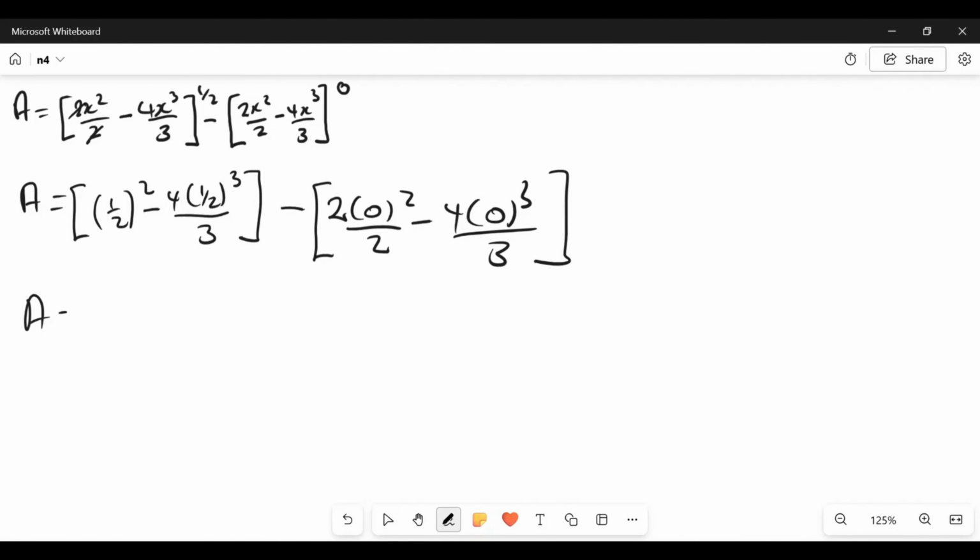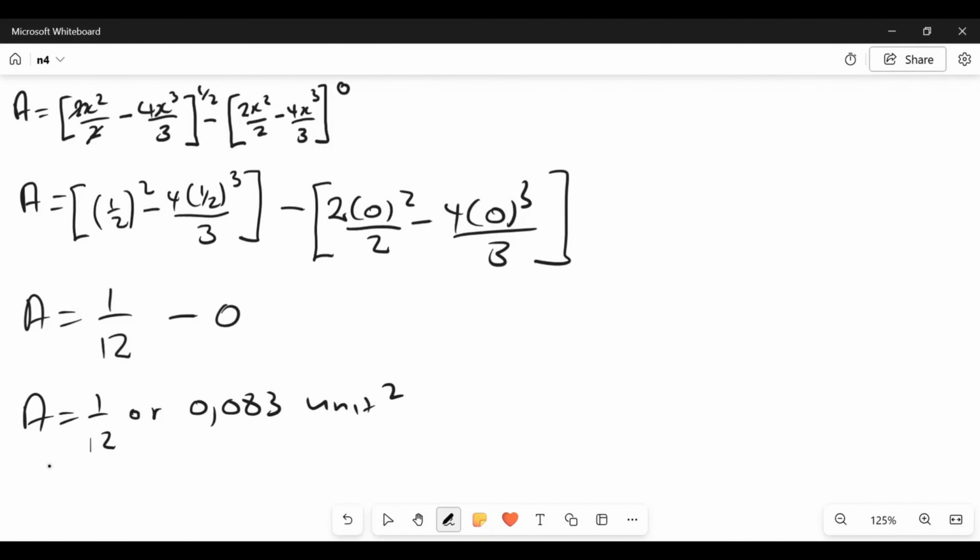Then we move on. On the first bracket, we got 1 over 12 minus, and the second bracket is 0. So the final answer is actually 1 over 12, or 0.083 unit squared. Guys, this is our final answer when we calculate our area. I hope you guys managed to understand how to calculate the area.